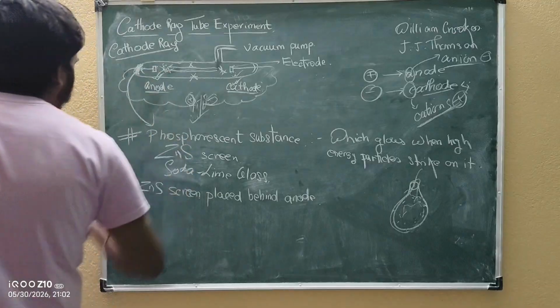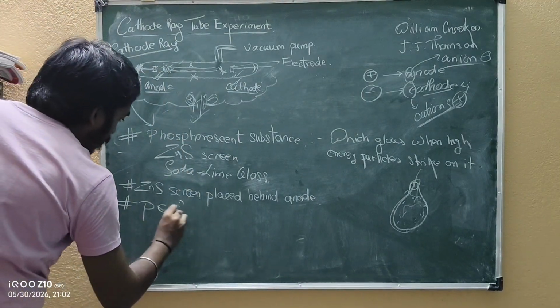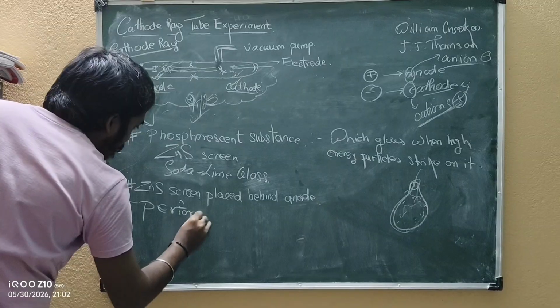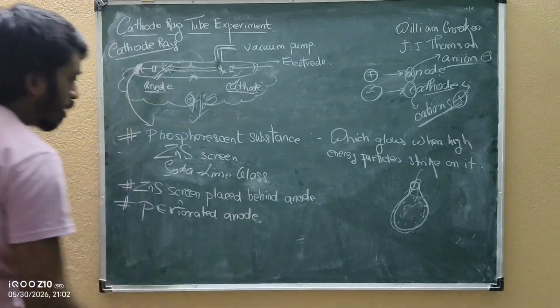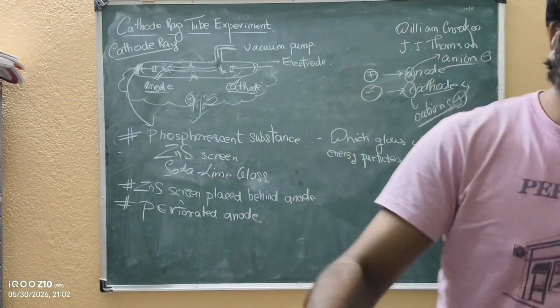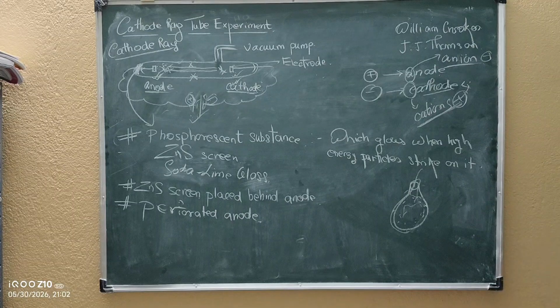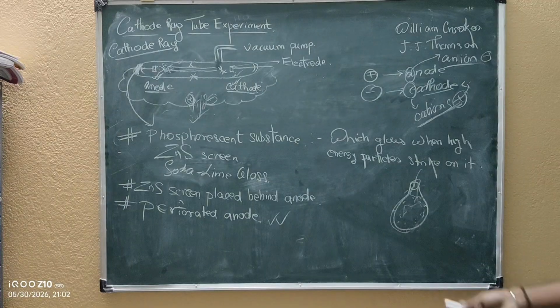A very important point of the cathode ray tube experiment is the perforated anode. These are all questions that are asked in the examinations, so I am just telling you all the points. Listen and watch properly, then your chapter will be ready right here. So the perforated anode is present. Clear? Why perforated? I just now explained. I will not explain anymore because it will take more time.